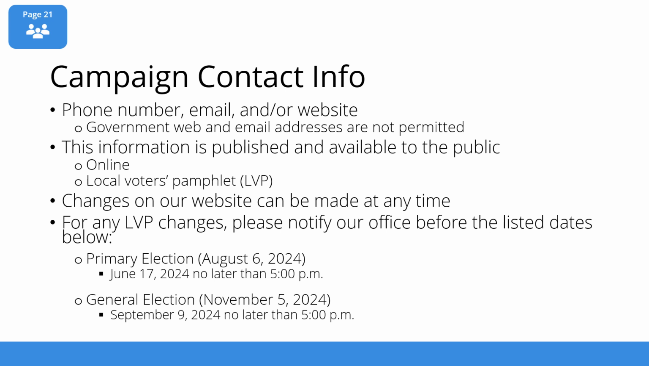Changes on our website can be made at any time. For any changes in the LVP, please notify our office before the listed dates below. For the primary election, please notify our office no later than 5 p.m. on June 17th. And for the general election, please notify our office no later than 5 p.m. on September 9th.